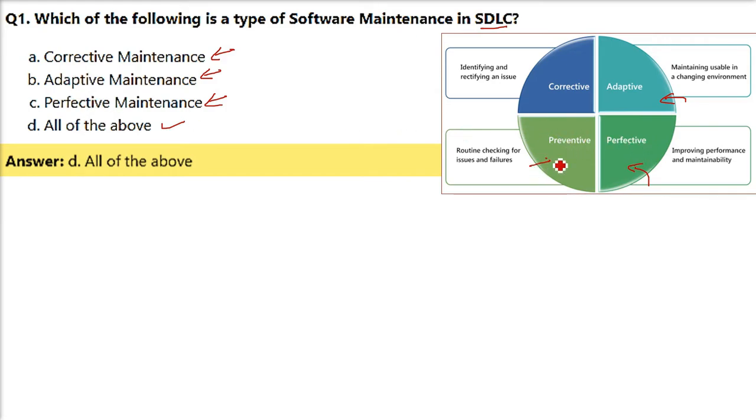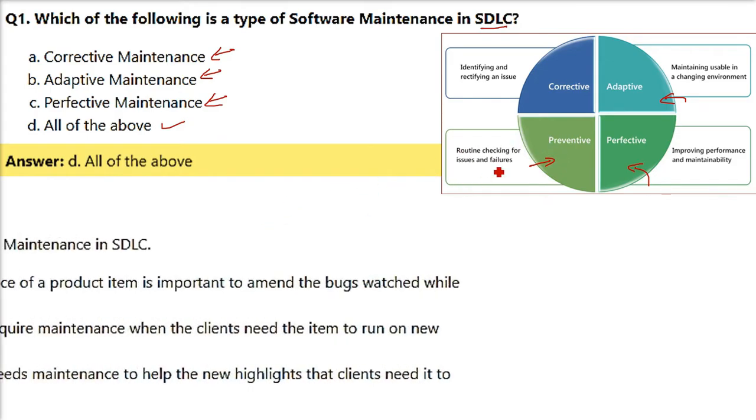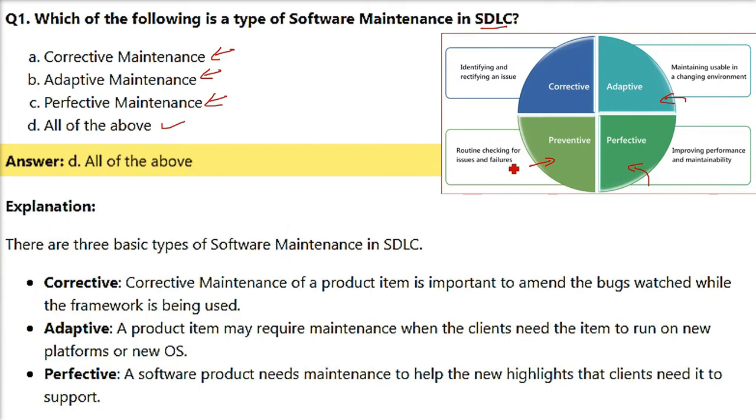Then we have the preventive. This is routine checking for issues, problems, defects or failures, so that the software doesn't fail, the software doesn't crash. So as I said, there are 3 basic types of software maintenance. Just add one more, which is called the preventive also.